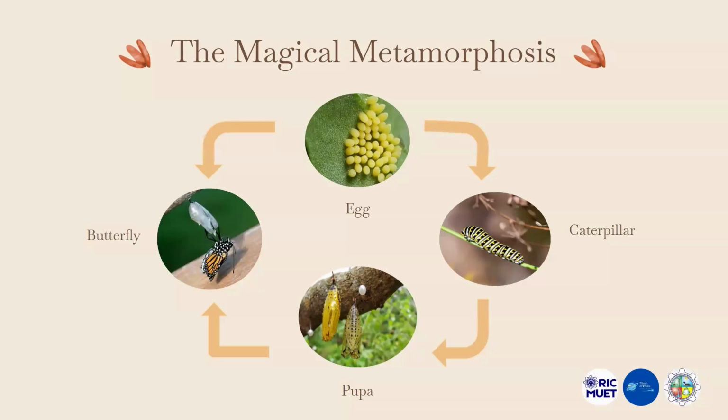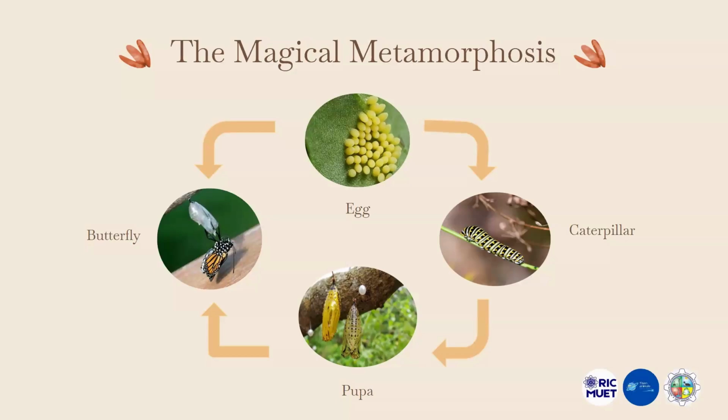Then we have the larva stage. Once the egg hatches, a small caterpillar emerges. This is the growth stage of the butterfly life cycle. Caterpillars are voracious eaters, consuming leaves and other plant materials to gain the nutrients they need to grow. As they eat, they shed their skin several times to accommodate their increasing size. And when the caterpillar has reached its full size, it enters the pupa stage.